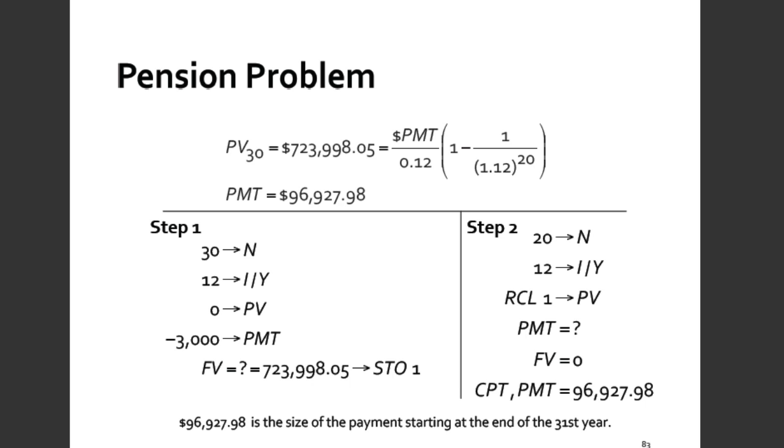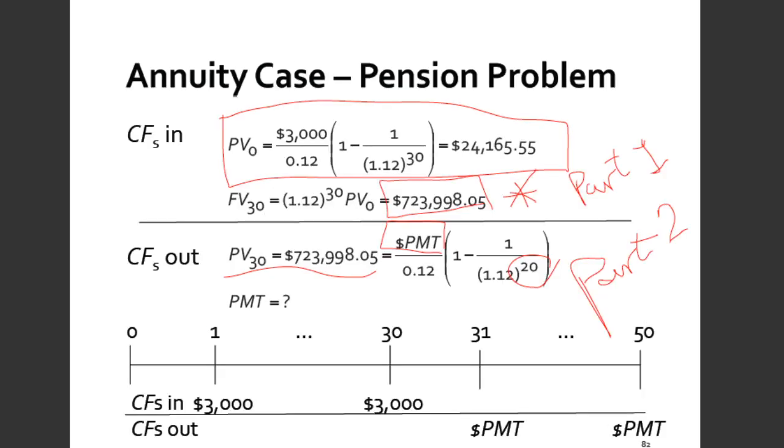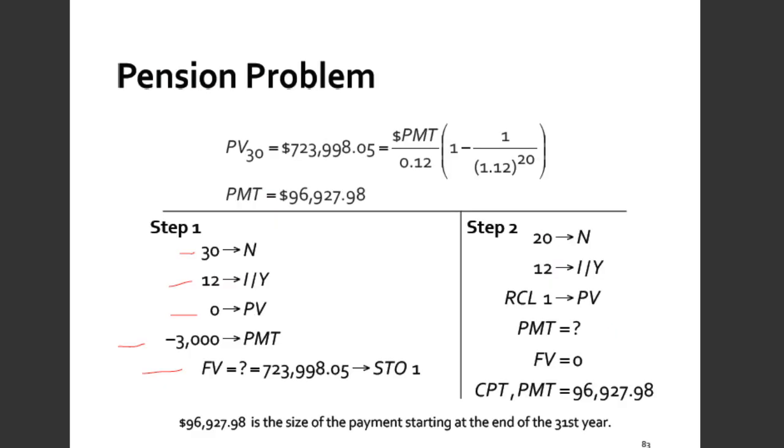All right, so put these numbers in your calculator. 30 periods, interest rate is 12, nothing in PV because that's what we want to solve. The payments are out of your pocket, so they're negatives. And then ask for FV. So I'm going to even skip the PV part, and go right to the FV. I could calculate for PV, and that would have given me this amount here, 24,000 in PV terms. But the equivalent amount at 12% per year in future value terms is $723,998.05. So make sure you can get that, and we'll go to the next step, or part 2.